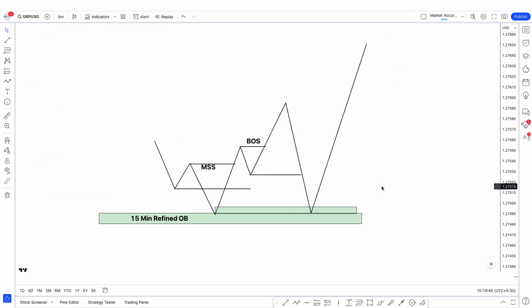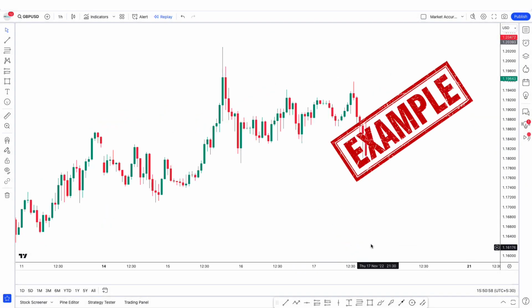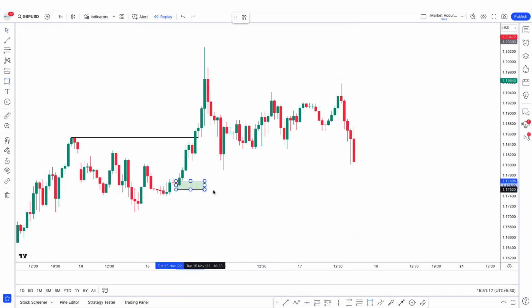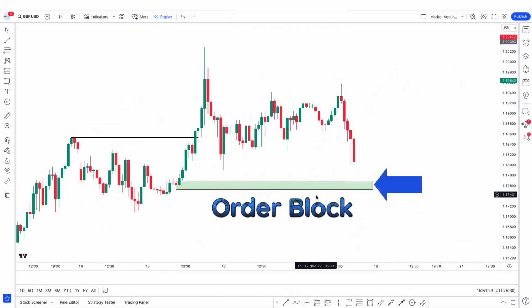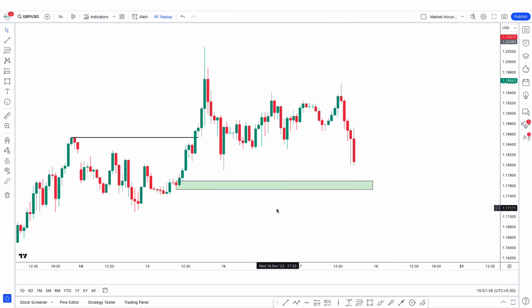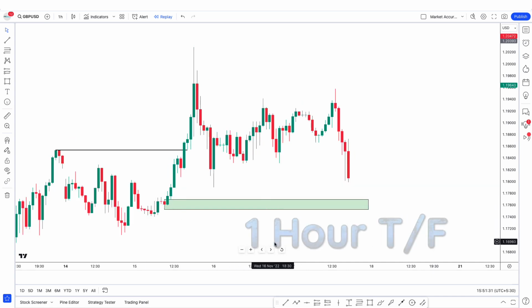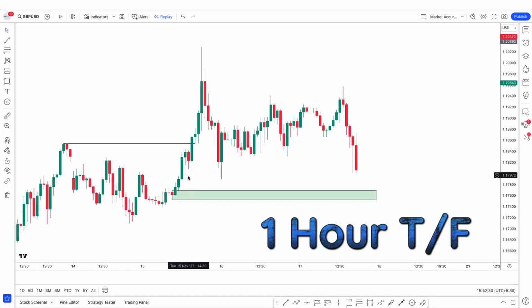Alright guys. Here is example number 1. As you can see, we had a break of structure here. And then we have this order block right here. And we also have this order block, but I know that price is going to react off this level. But you have to mark out these order blocks as well, and you look for the reaction on each of these order blocks.